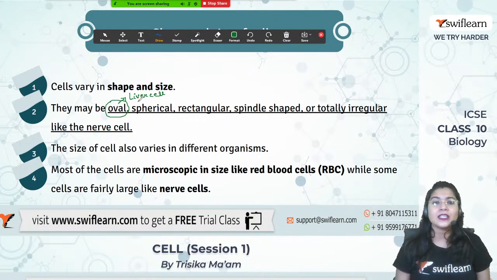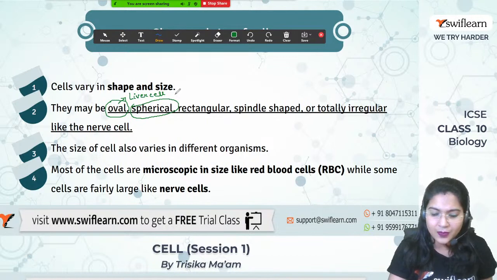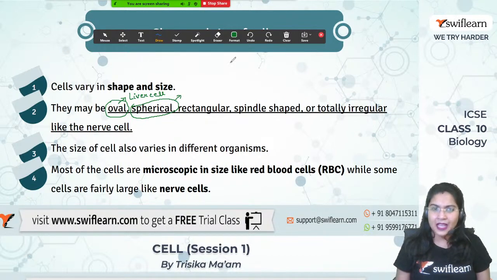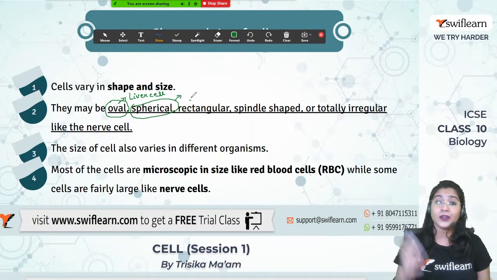Now coming to another type of shape, like the spherical shaped cell. So can you tell me any examples of the spherical shaped cell? I'm keeping it blank for you because I want the answer from you. Okay, spherical shaped cell, it is very common. You already have studied it.